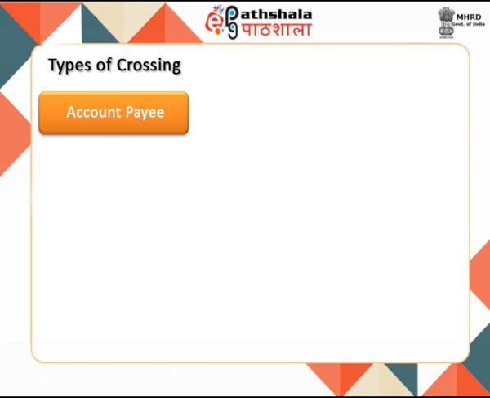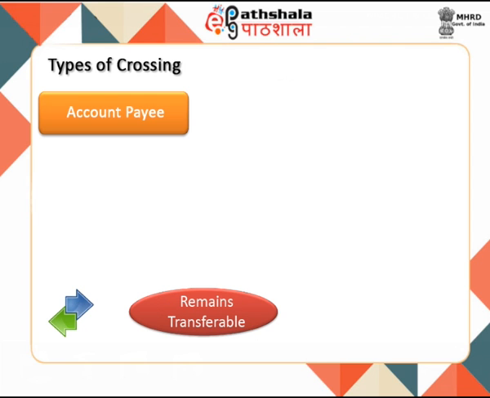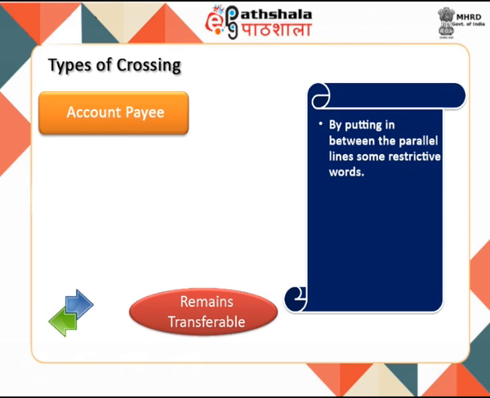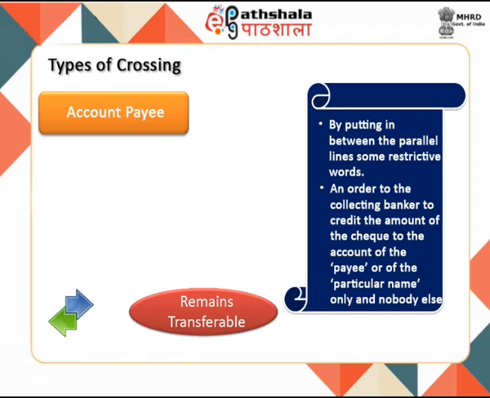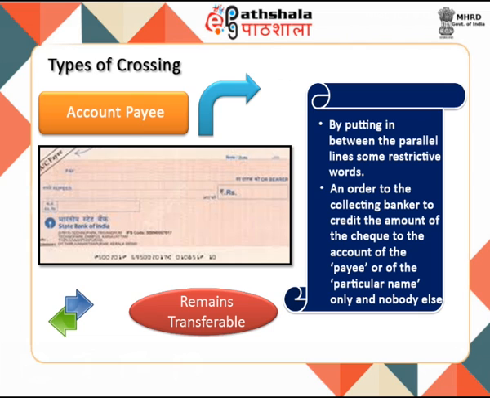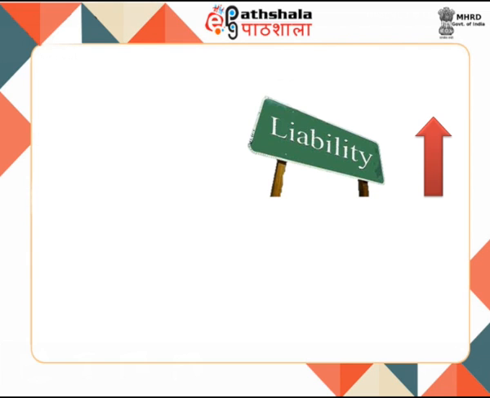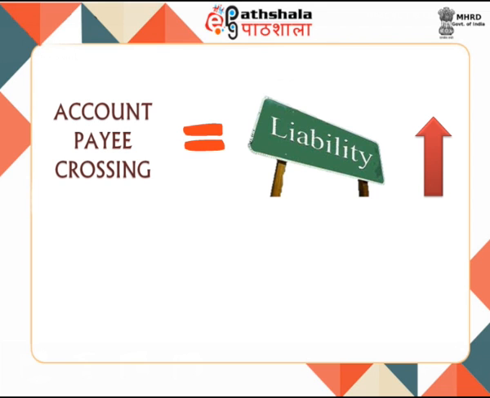The last type is account payee or restrictive crossing. Such crossing can be made in the case of both the general as well as special crossing by putting in between the parallel lines some restrictive words. The implication of account payee crossing is that it is an order to the collecting banker to credit the amount of the cheque to the account of the payee or of the particular name only and nobody else. The liability of the collecting banker is increased in the case of a cheque carrying account payee only crossing.